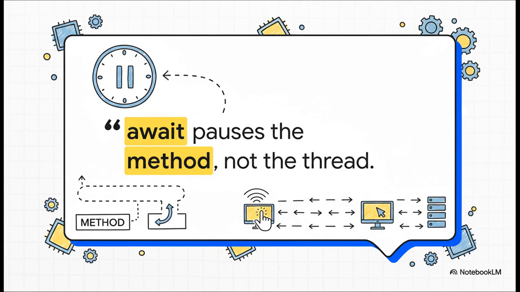This is the big one. If you only remember one thing from all of this, make it this. Await pauses the method, not the thread. The thread goes back into the pool, totally free to update your UI or handle another web request. That is the entire secret.